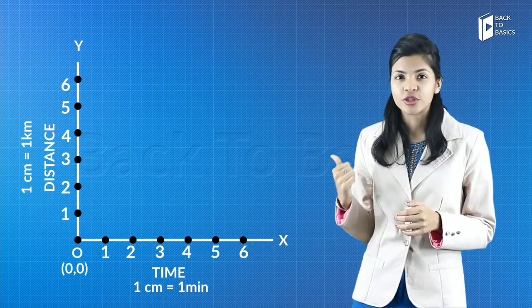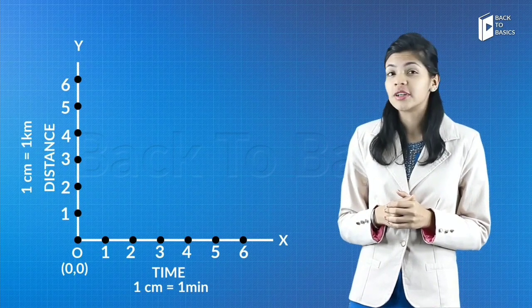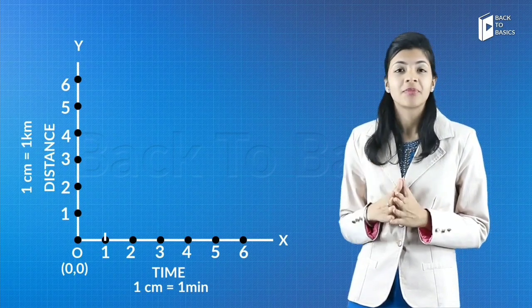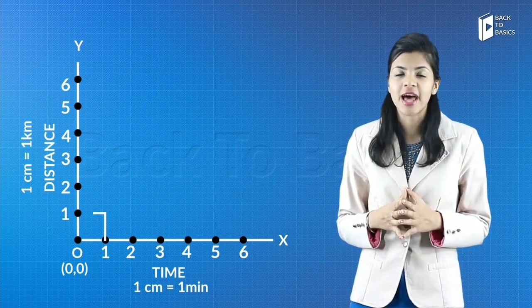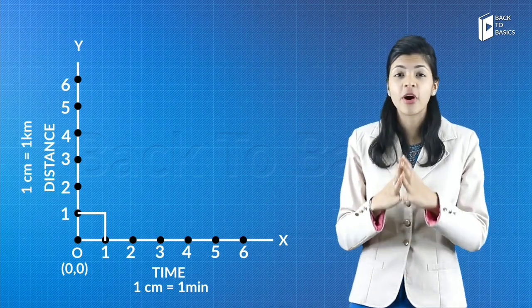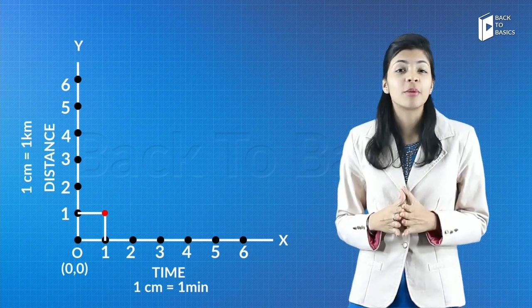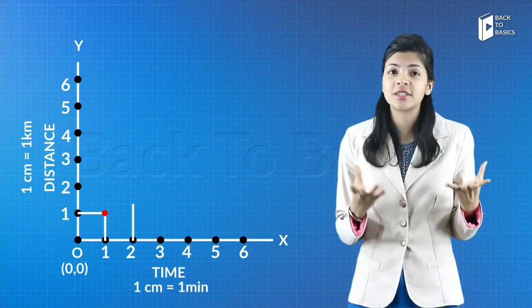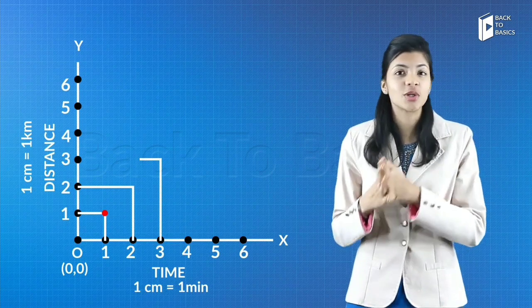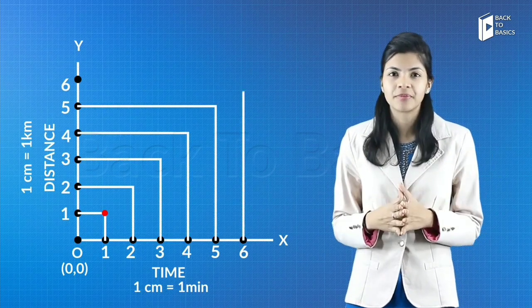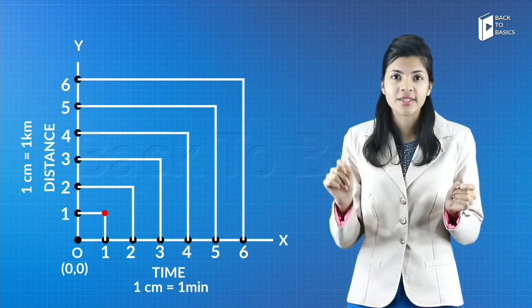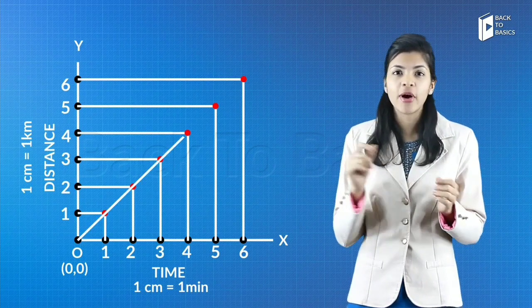So, go to your graph, draw a vertical line from 1 minute and then draw a horizontal line from 1 kilometer. And the point of intersection is your first point. Similarly, you can plot the other points for 2 minutes 2 kilometers, 3 minutes 3 kilometers and so on. In the end, when all of your points are plotted, join the points.